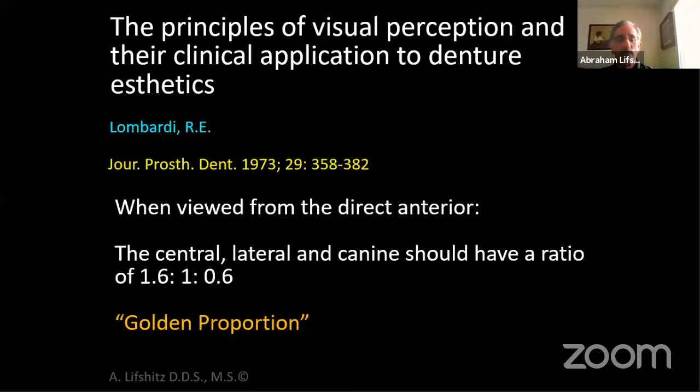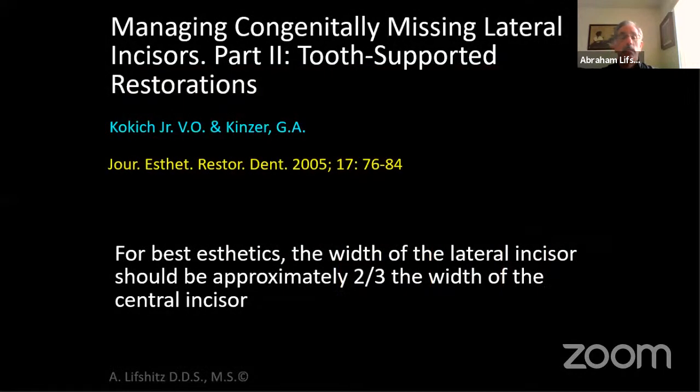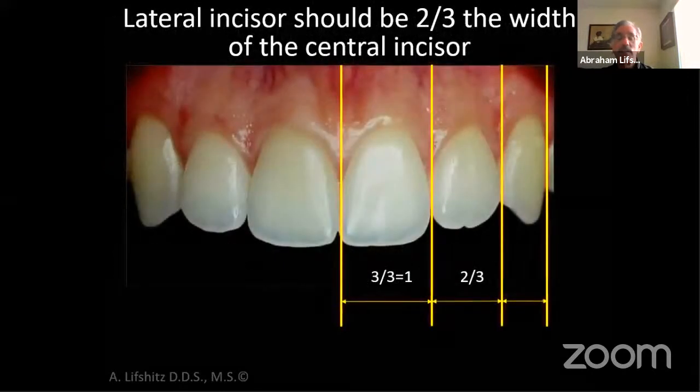Lombardi stated that when viewed from the direct anterior, the central, lateral, and canine should have a ratio of 1.6, 1, and 0.6, following the golden proportion. So if the lateral is 1, the central should be 1.6, and the canine should be 0.6. Kokich stated that for best aesthetics, the width of the lateral should be approximately 2/3 the width of the central incisor. So if the central incisor is 3/3, meaning 1, the lateral should be 2/3 of the central incisor.